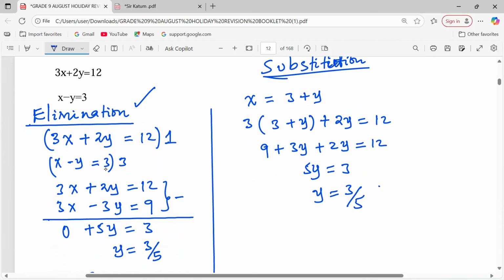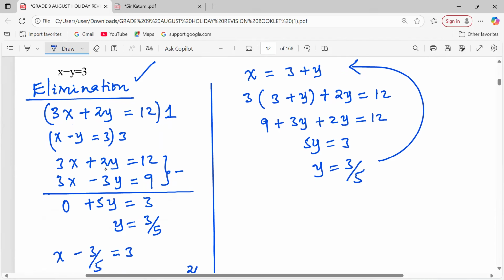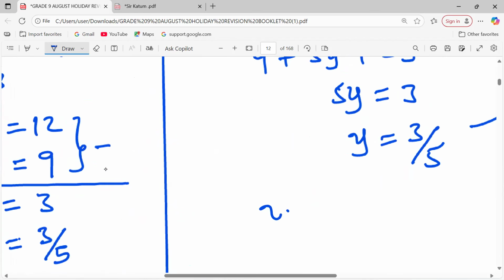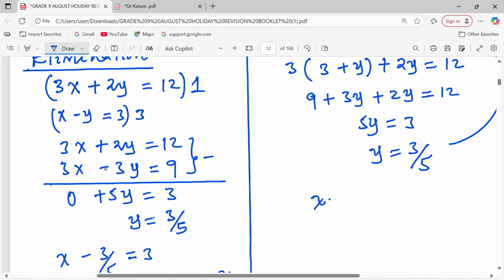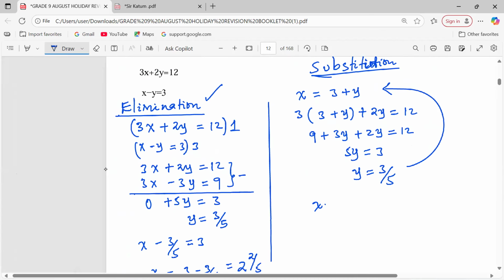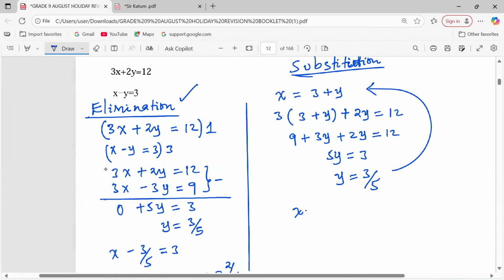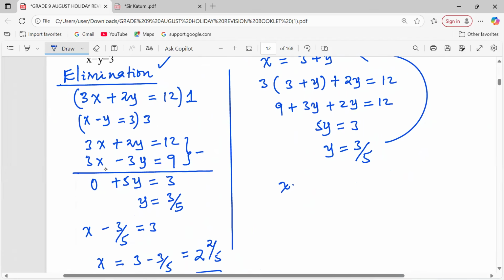We can take it back here and say, for us to get the value of x, sorry, just a minute. We're trying to manage the screen here. Yeah, it's working. So x equals 3 plus 3 over 5, giving us 3 and 3 over 5.